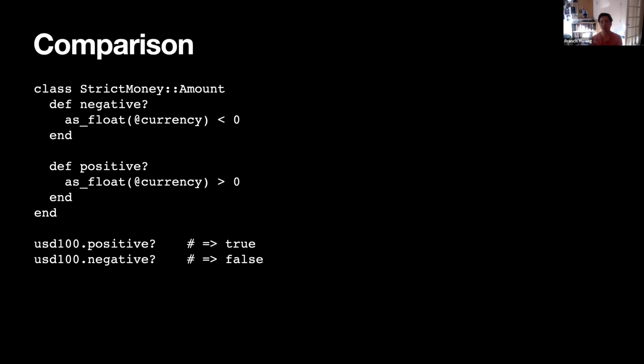As a result of making that strict, comparing to negative or positive is extremely common. And so I ended up writing these convenience methods. Because actually you can't just do, is this amount greater than 0? You have to do the as float to dereference it.